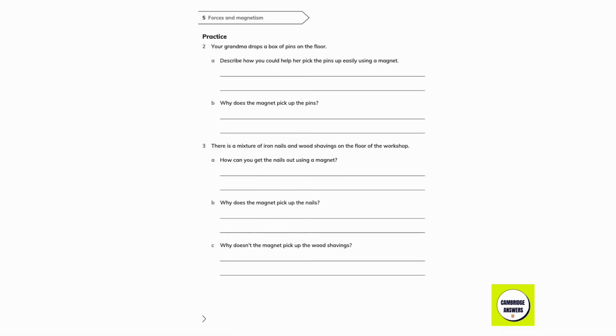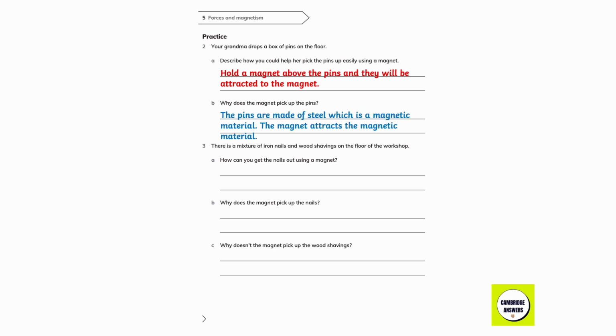Question number 2. Your grandma drops a box of pins on the floor. Describe how you could help her pick the pins up easily using a magnet. Hold a magnet above the pins and they will be attracted to the magnet. Why does the magnet pick up the pins? The pins are made of steel, which is a magnetic material. The magnet attracts the magnetic material.